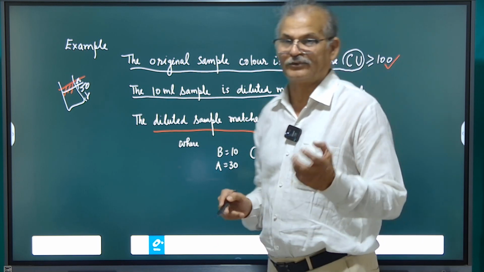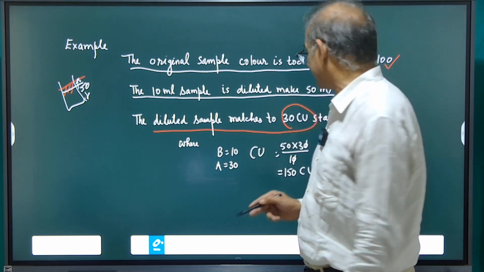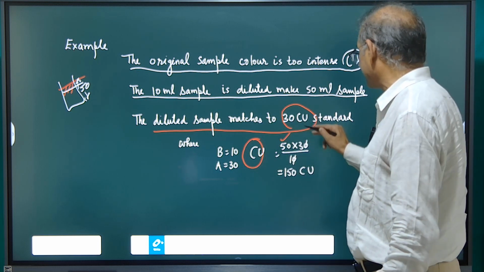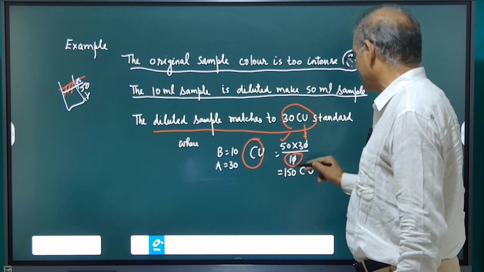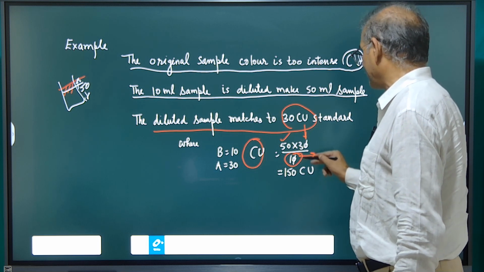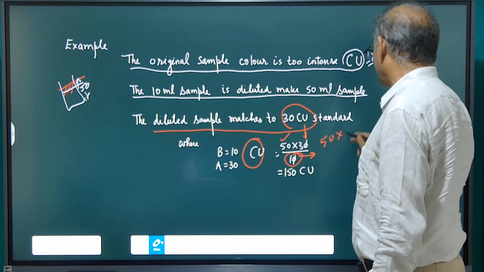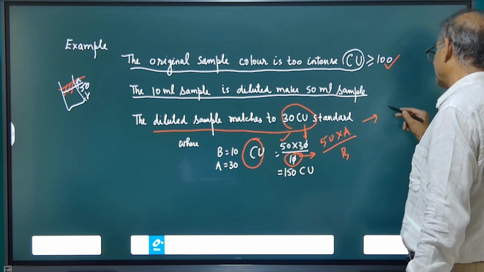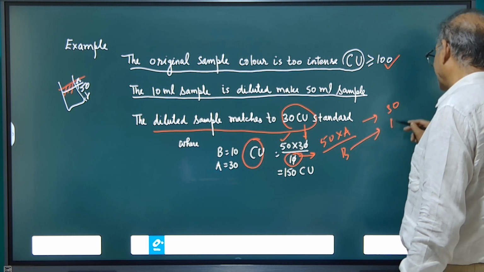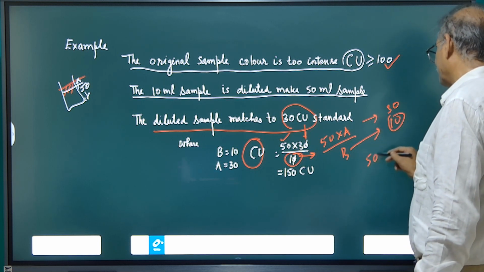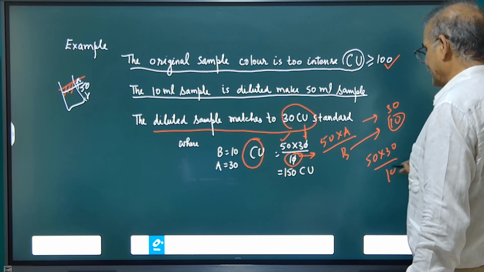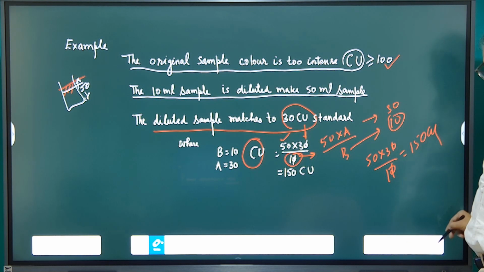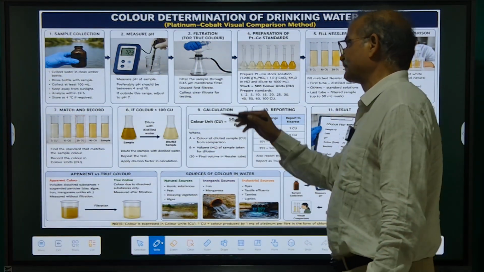Then what was the CU of the undiluted sample? We can find out: CU is equal to 50 into the CU value of the diluted sample, 30, and how much dilution did we do? We did it with 10 ml, so 50 into A upon B, where A is the color unit of the diluted sample, that is 30. B is 10 ml, which we used for dilution, so the value will be 50 into 30 divided by 10. It will come to 150 color units.